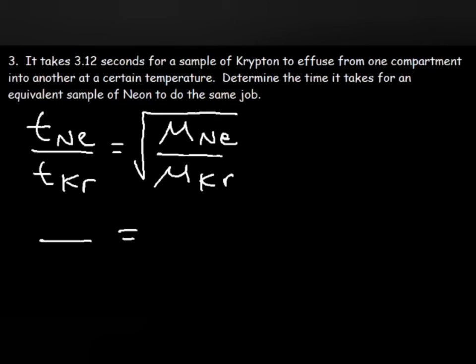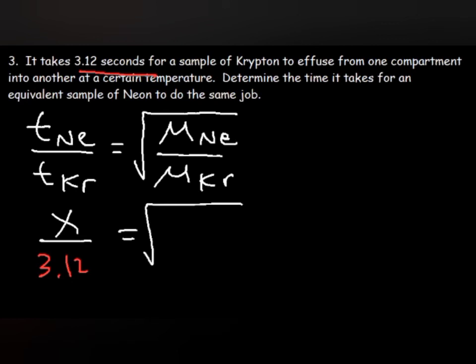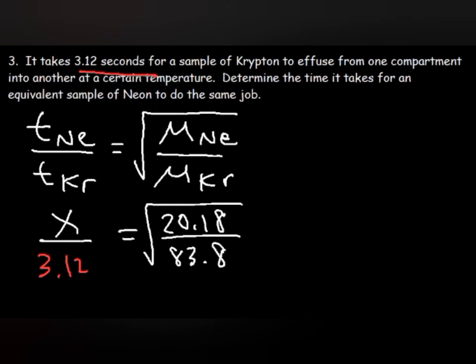So the time it takes for krypton to diffuse from one compartment to another is 3.12 seconds. And we're looking for X, which is the time it takes for neon to get the job done. Now the molar mass of neon, according to the periodic table, is about 20.18. And for krypton, it's 83.8. So first, let's divide 20.18 by 83.8, and you should get 0.2408. And now let's take the square root of that number. So you should get 0.4907.